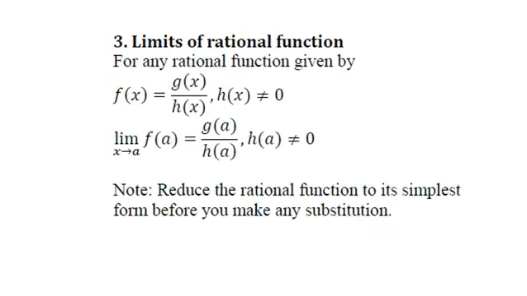Let's continue. So, limit of a rational function. First of all, what is a rational function? If you have a ratio of two functions like this, then we have a rational function. Now, how do you find the limit of a rational function? Simply put, you reduce the rational function to its simplest form, and then you make a substitution. That's all. So let's take some examples.